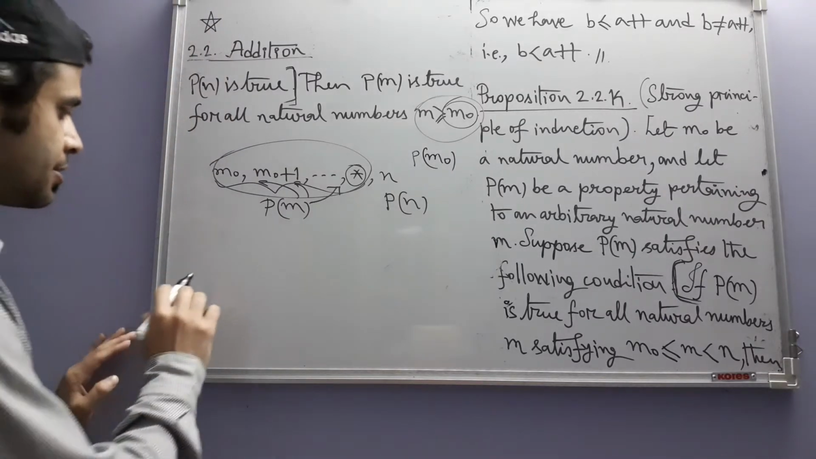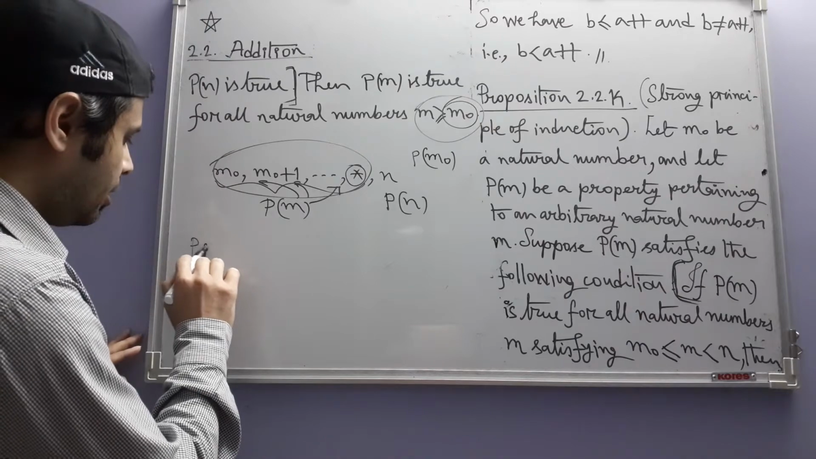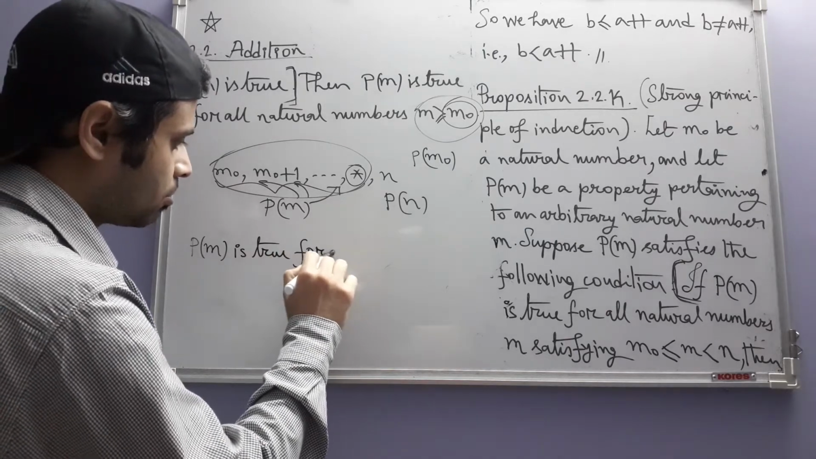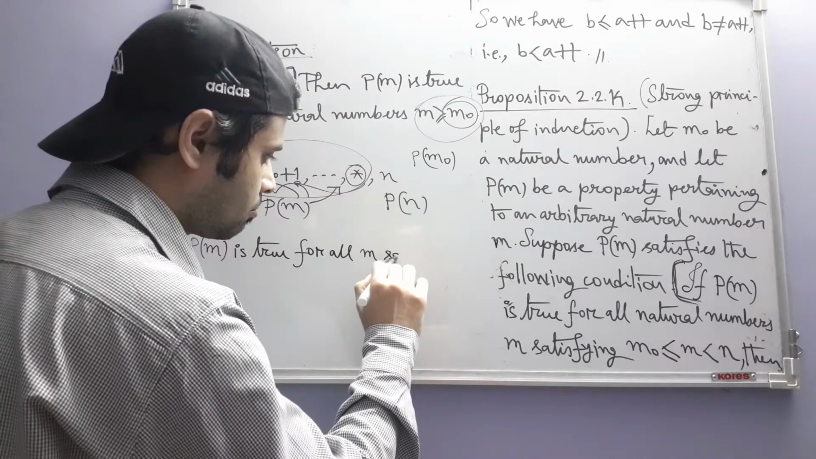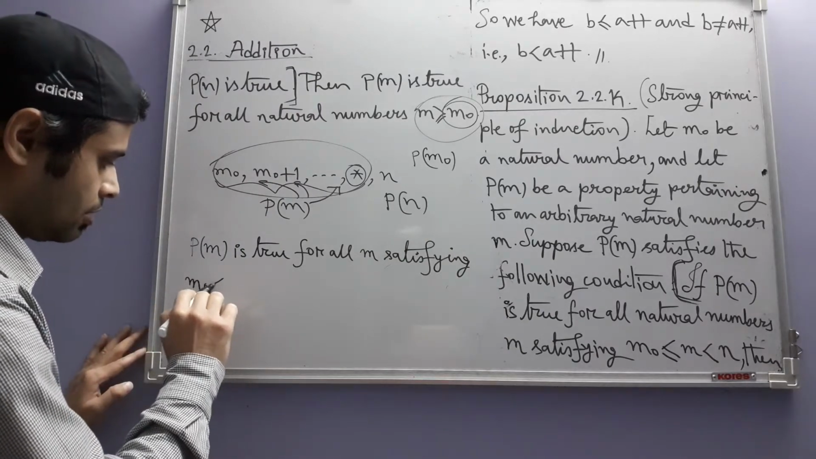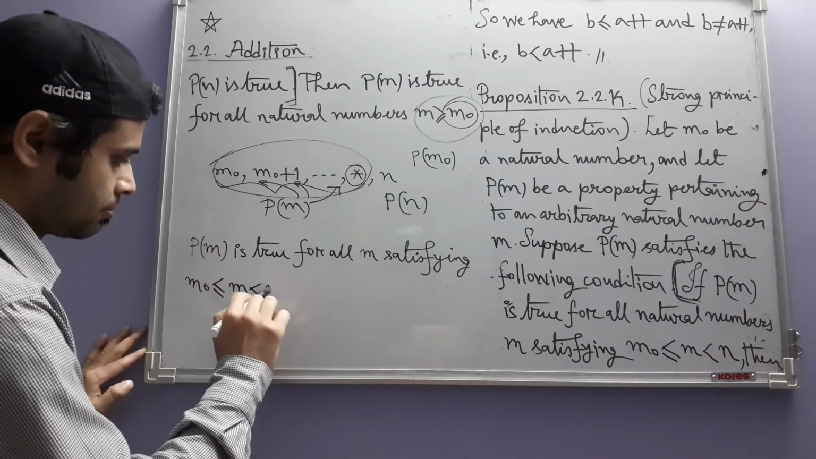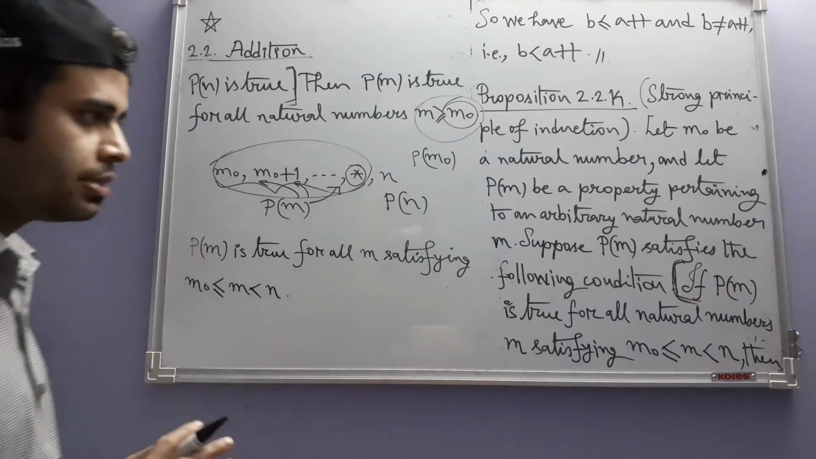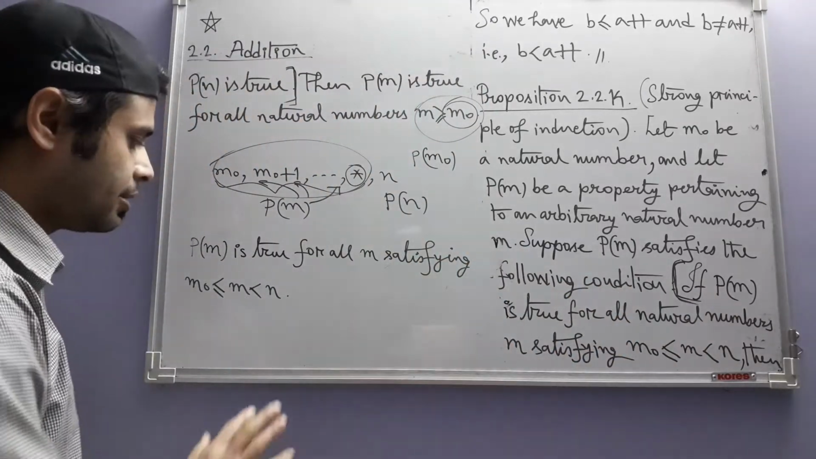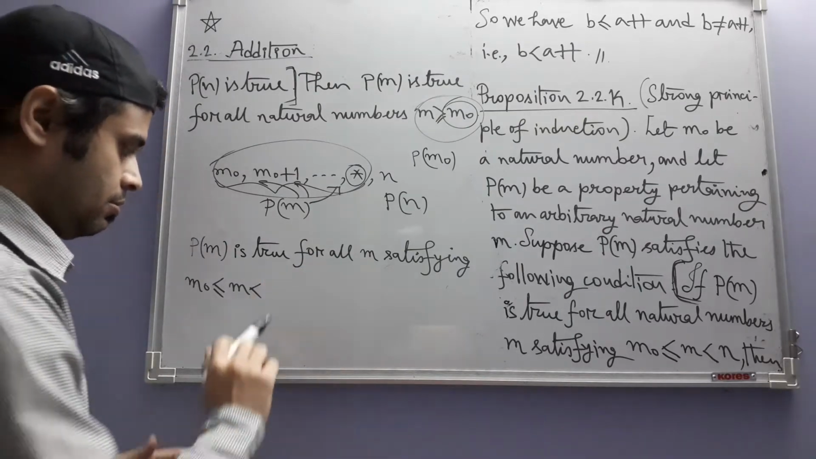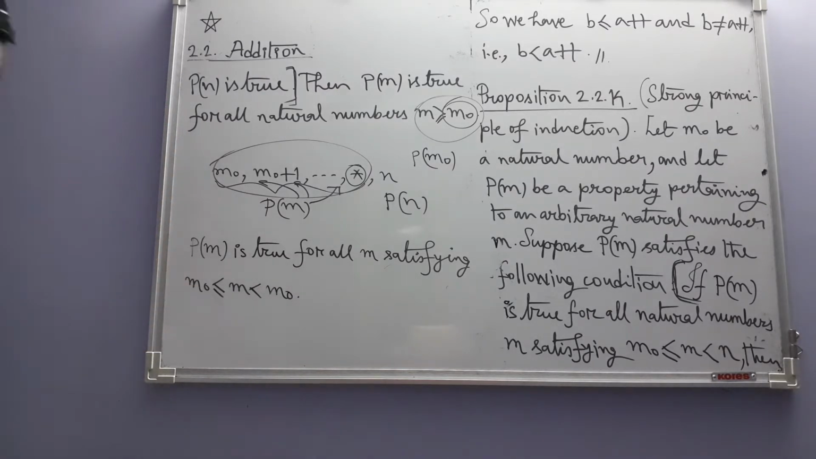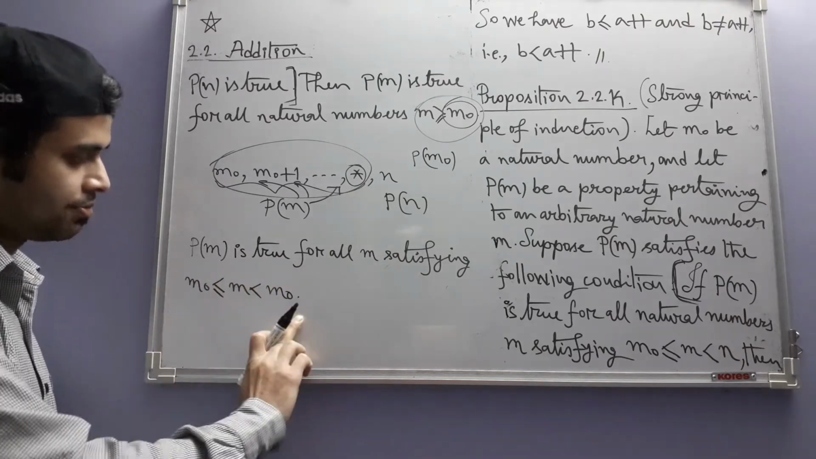Now let's look at this statement. Pm is true for all m satisfying these inequalities. Okay, so this is one part of this statement, the first part. Now in this part, if I replace n by m0, what is the meaning of this statement? Pm is true for all m satisfying this.